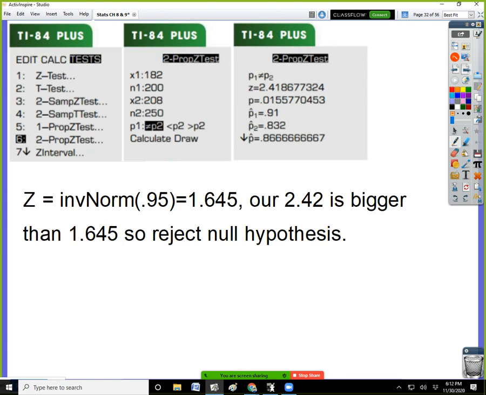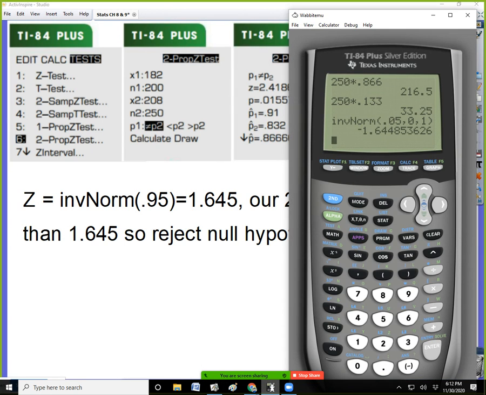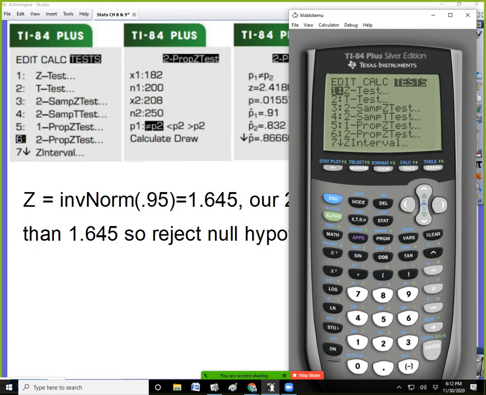So let's look. We can do this in our calculator as well. So again, we go to stat tests. Let me pull the calculator up. I'll clear this out so you don't have anything in there. I'm going to go to stat tests, and I want the two-prop z test, which is right there, number 6.